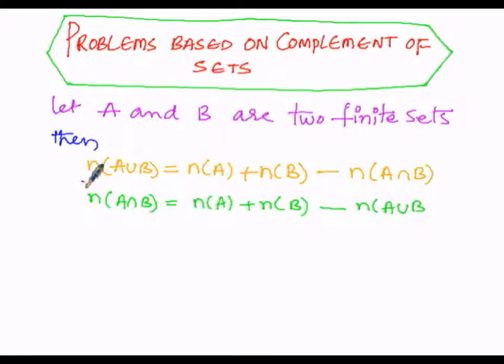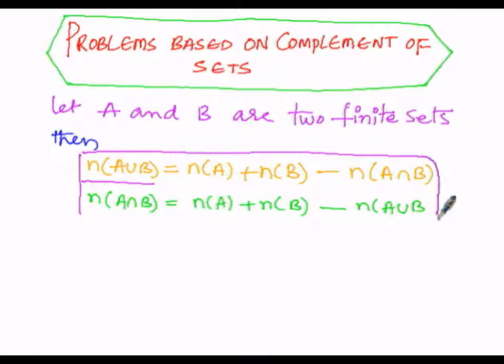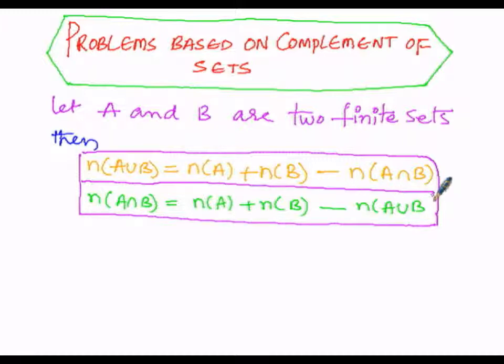So, here when two sets A and B are finite, we can write N of A union B as N of A plus N of B minus N of A intersection B, and the second one as N of A intersection B equals N of A plus N of B minus N of A union B.